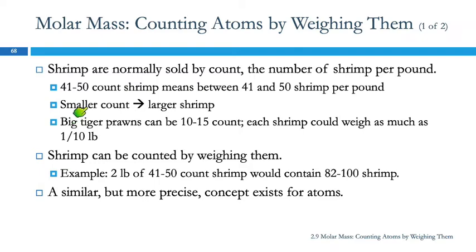If there's a smaller count, that means you've got larger shrimp. So tiger prawns are those really big jumbo shrimp, and those might be only 10 to 15 in a pound of shrimp. When you buy a pound of shrimp, it's a pound of shrimp, but the difference is how many individual creatures you have in there. So we can count shrimp by weighing them. If you have a 2-pound bag of 41 to 50 count shrimp, each pound has 41 to 50, so 2 pounds would be twice that, 82 to 100 shrimp.